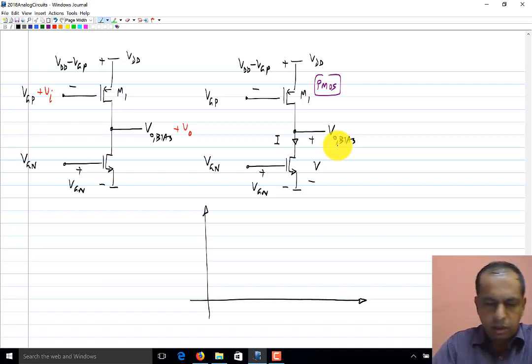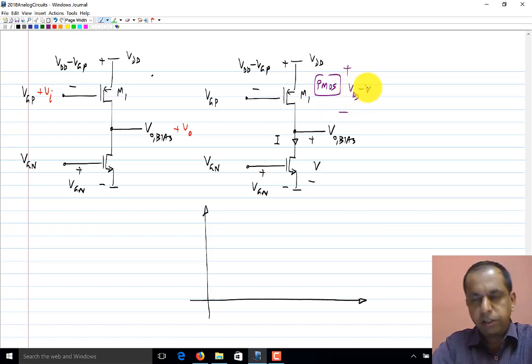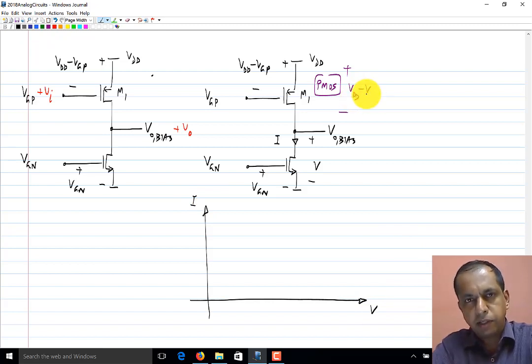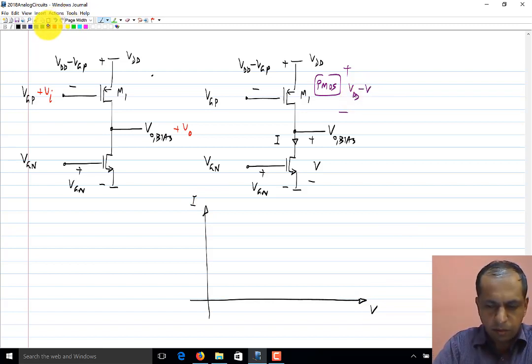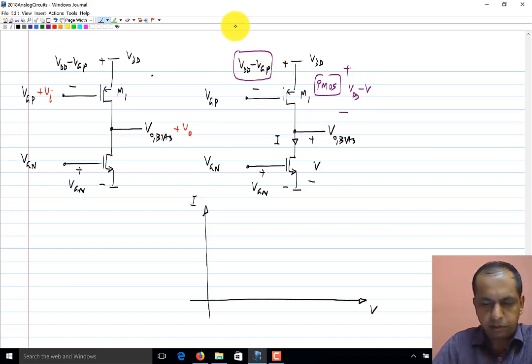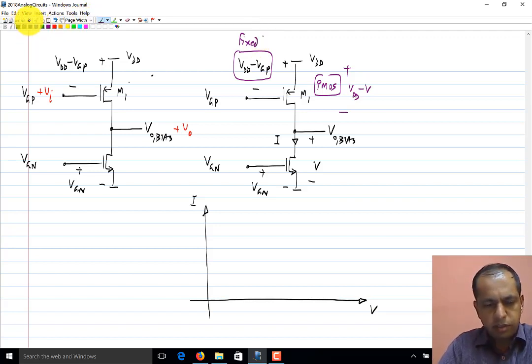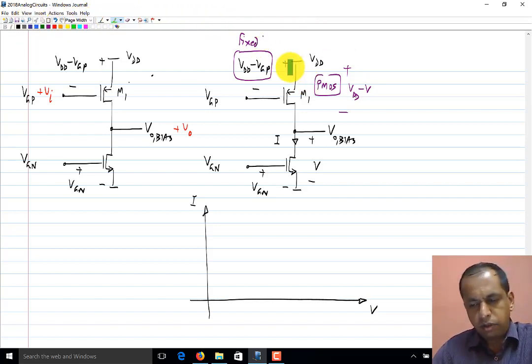Okay. Now for the PMOS transistor, the source drain voltage is VDD minus V, where V is the variable I choose for drawing the graph. This is I, this is V, this is VDD minus V. Okay, and the source gate voltage is some fixed value, it is VDD minus VGP. Now, how does the characteristic of the PMOS look like on this axis?